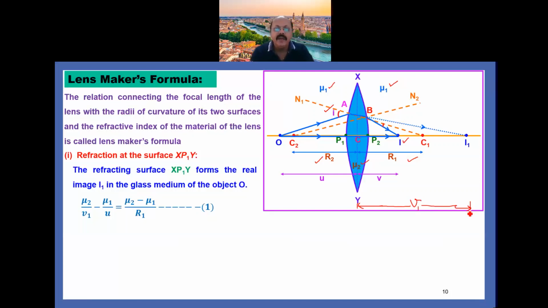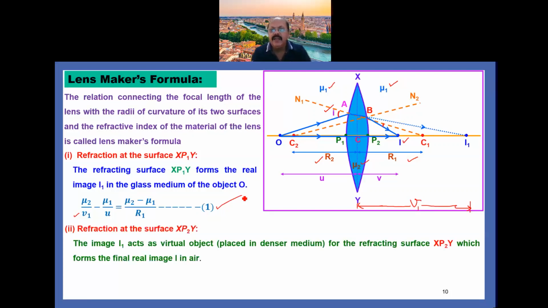So that's why the formula which we are using, which you already derived, for refraction from rarer to denser medium, mu2 upon v minus mu1 upon u equal to mu2 minus mu1 upon r1. So in place of v, we are writing here v1. So mark this equation number 1.